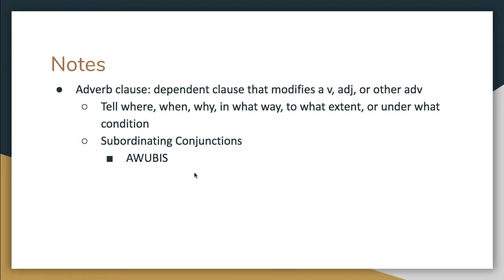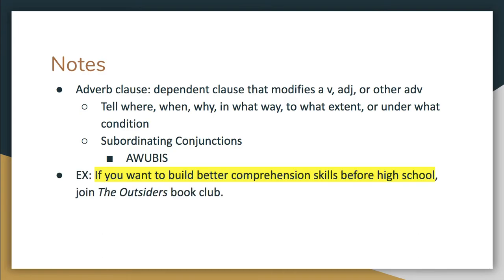Okay? So if you remember this acronym, it'll help you find the subordinating conjunction, which will help you find the adverb clause. One that's not covered by this acronym, if you read on page 148, is even though. Even though is also a subordinating conjunction. So you could say, even though I like carrots, that's a dependent clause. Vegetables aren't my favorite. Okay?